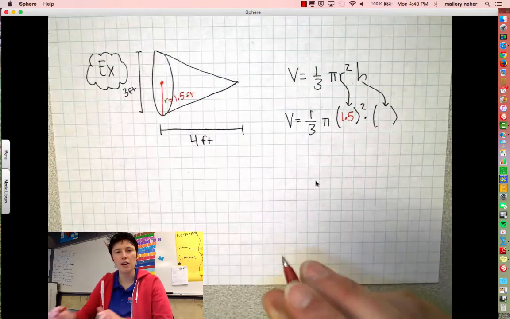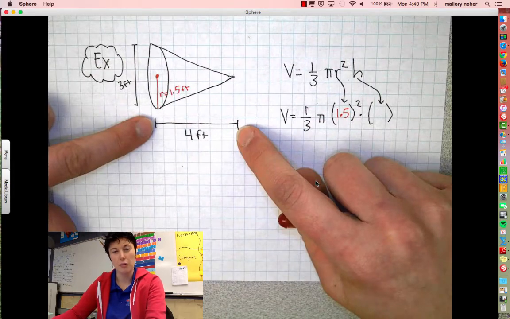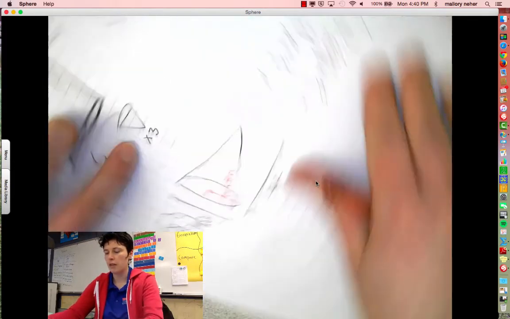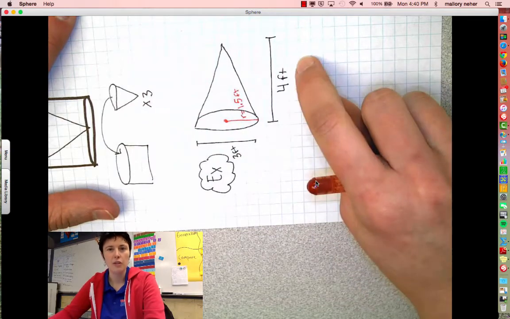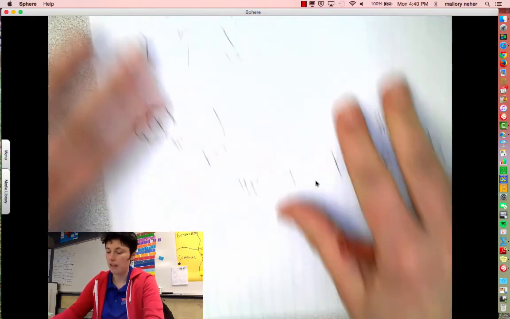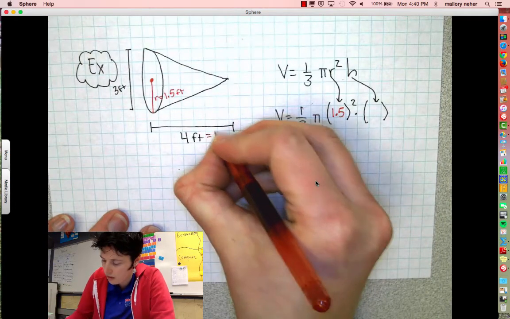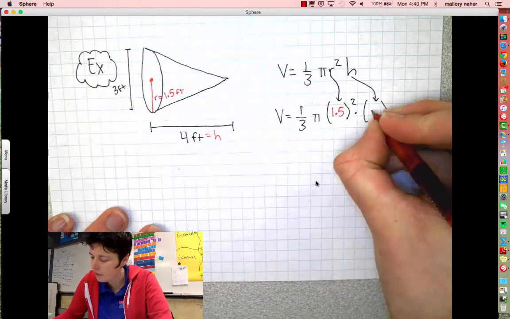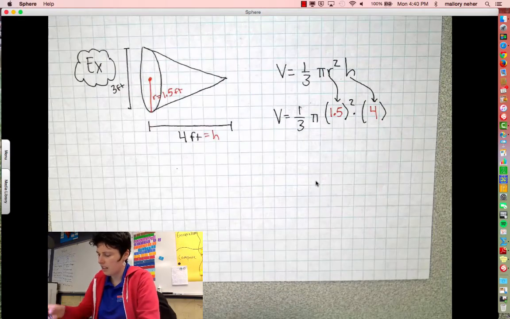And then the height of my cone, it's kind of deceiving. I know that this thing is 4 feet wide, but technically if I turn my cone and look at it this way, that 4 feet is its height. So when I talk about height, I'm going to be talking about that 4-foot number. So I'm actually going to label that on here, equals height, so I don't forget. And then I'm going to put a 4 in here for the h, the variable for height. And then I've got to clean this up and solve.